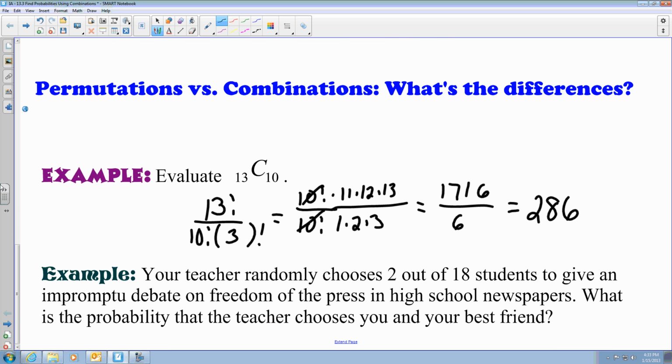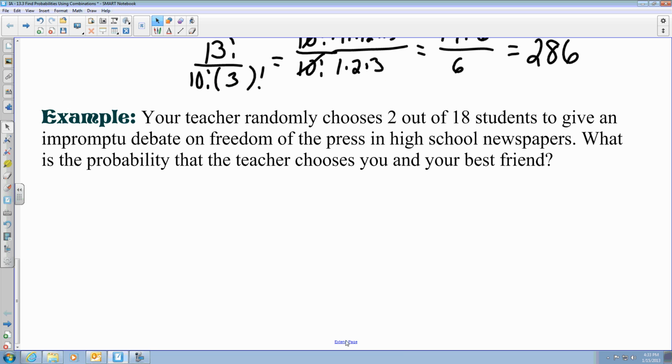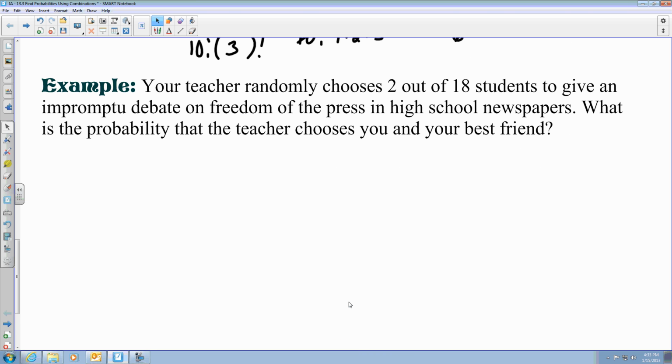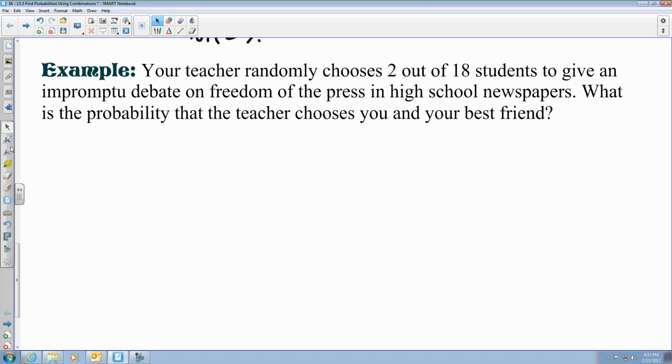Okay. This last example deals with probability. The question says that your teacher randomly chooses 2 of the 18 students to give an impromptu debate on freedom of the press in high school newspapers. What is the probability that the teacher chooses you and your best friend?